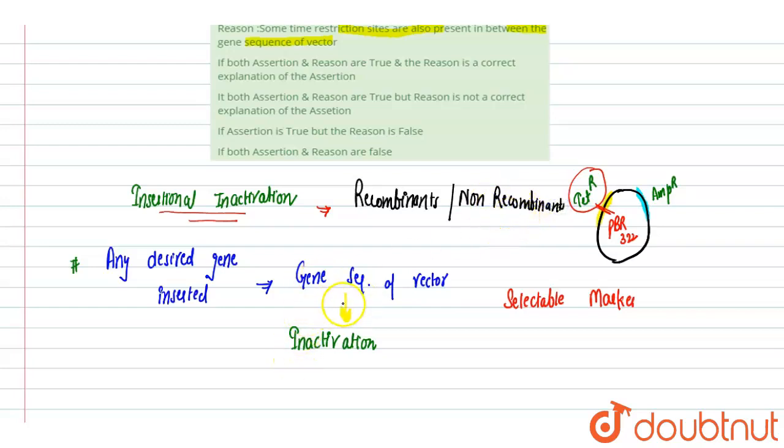Now, how will this gene sequence be added into the vector? This is possible only if a restriction site is available within that gene sequence. Because if it is not available, then there will be no cut and no addition of the new sequence. Only then can insertional inactivation work.